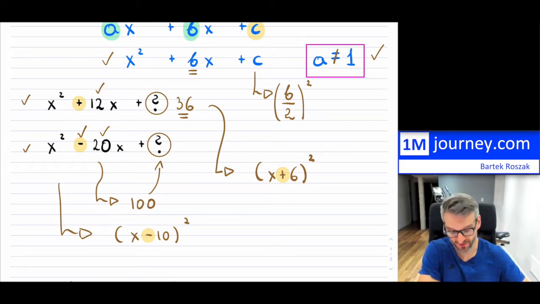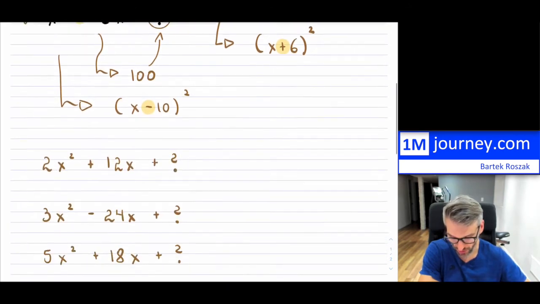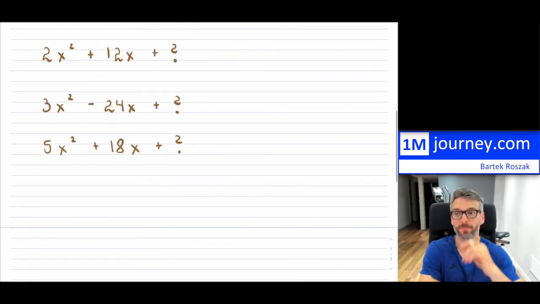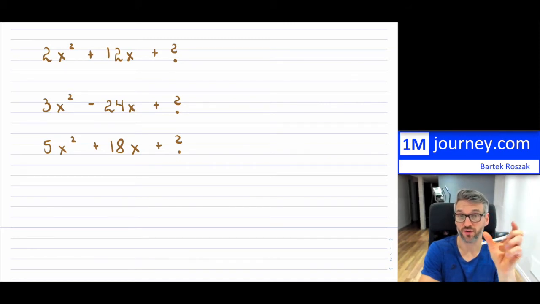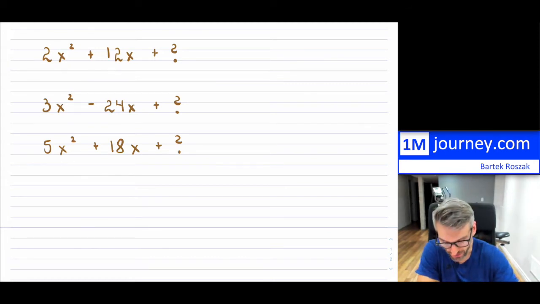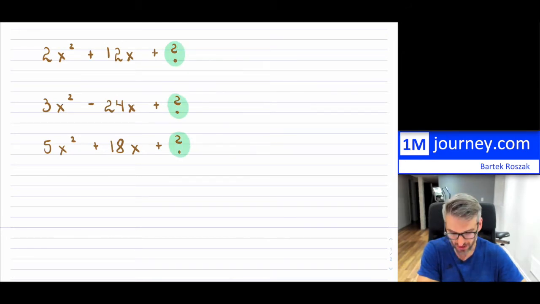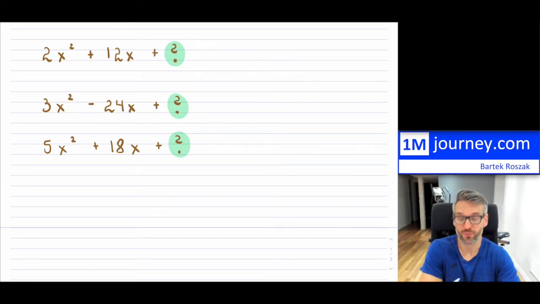Now, what happens if A is not equal to 1? So what if we start running into examples like this, where your A is not equal to 1? What can we do? Well, it turns out it's actually not that difficult. It's just one small little leap that we have to make. And then after making that leap, we can find our quadratics, kind of expand things out, and then find exactly what this C should be right here in order to make these perfect squares as well. So let me show you how to approach that.